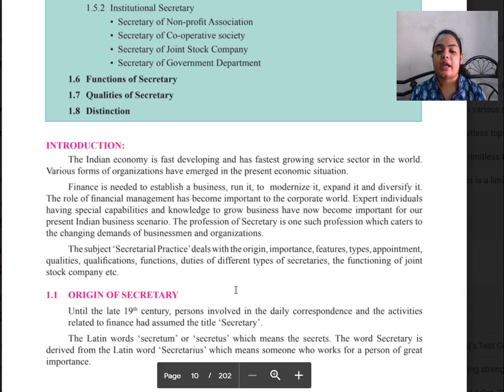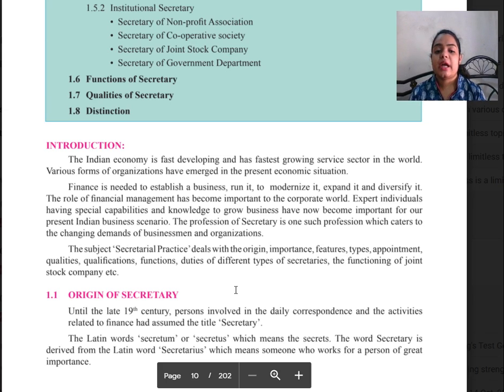The subject secretarial practice deals with the origin, importance, features, types, appointment, qualities, qualifications, functions, and duties of different types of secretaries, the functioning of a joint stock company, etc. So basically what do we understand? That secretary plays a very important role in the business organization. Since organizations are growing and there is development in the organization, secretary being one of the important persons playing such a role, it is very important to have a secretary for the business, organization or companies. Secretary plays a very important role for the businessman as an individual and also for a company.